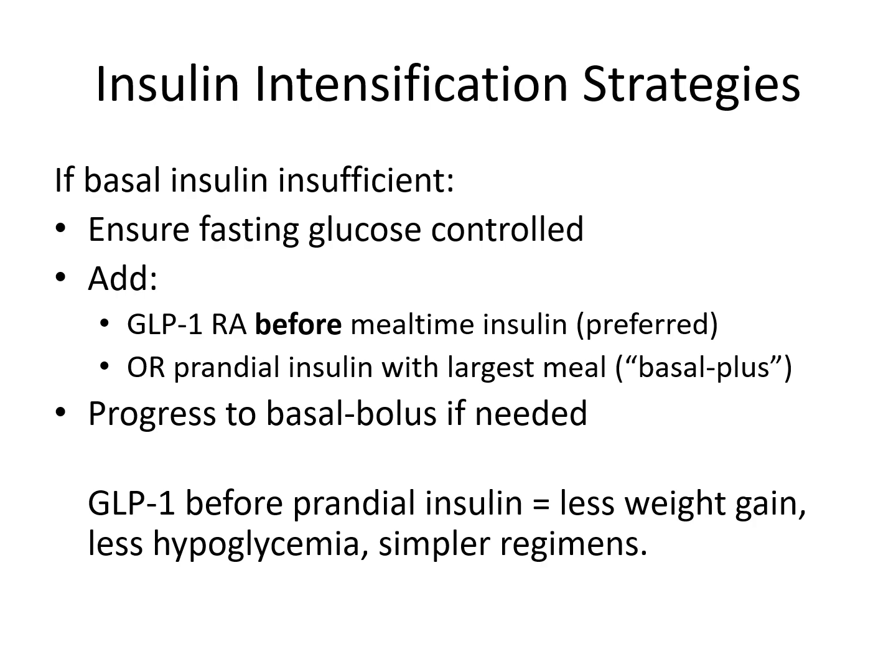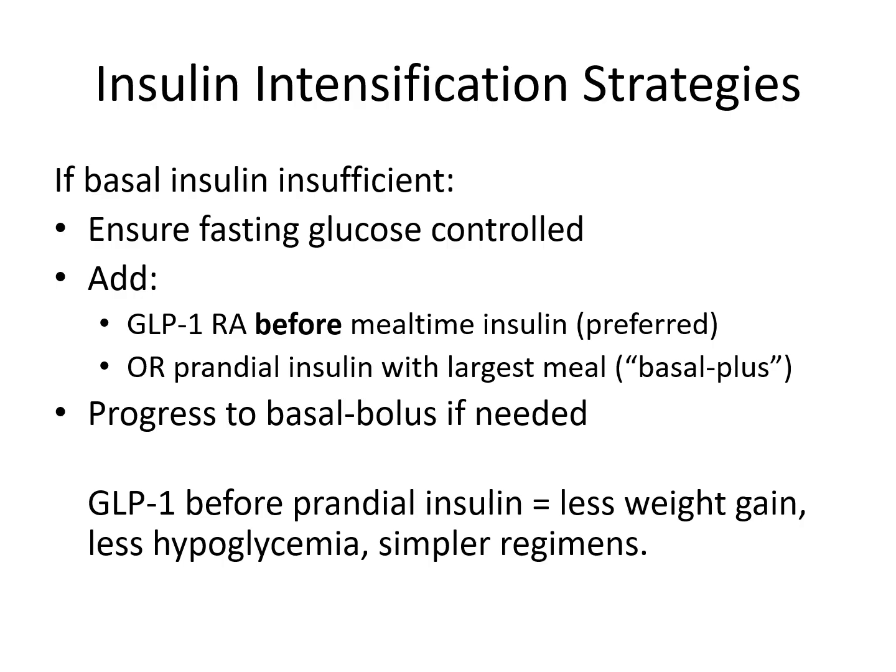If fasting glucose is at goal, but A1C remains elevated, that suggests postprandial hyperglycemia. At that point, we have two main options. Preferred in many cases is adding a GLP-1 receptor agonist before starting mealtime insulin. GLP-1 therapy improves postprandial control, promotes weight loss, and has lower hypoglycemic risk compared to adding a rapid-acting insulin.